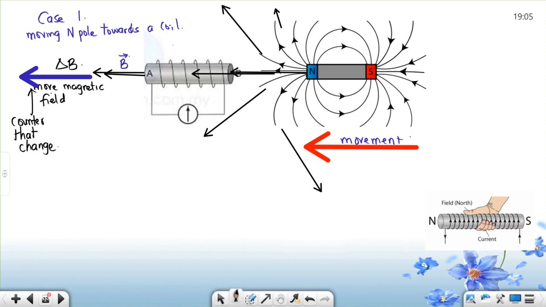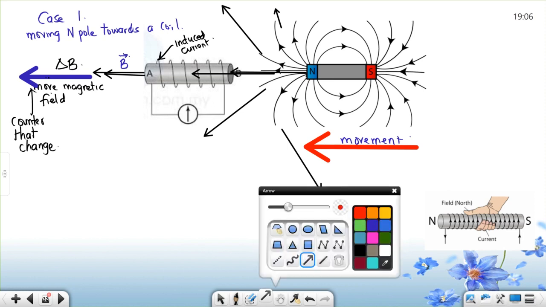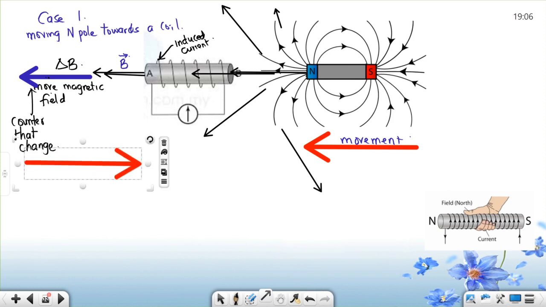Current is induced once we start moving. Induced current here. Current is induced, and that current has a magnetic field. So that magnetic field wants to oppose the change that we have created. If the change is towards the left, the magnetic field produced will move towards the right. This is the direction of induced magnetic field.